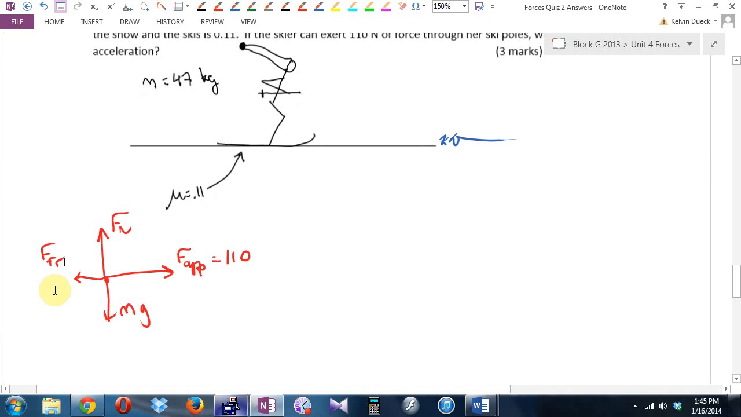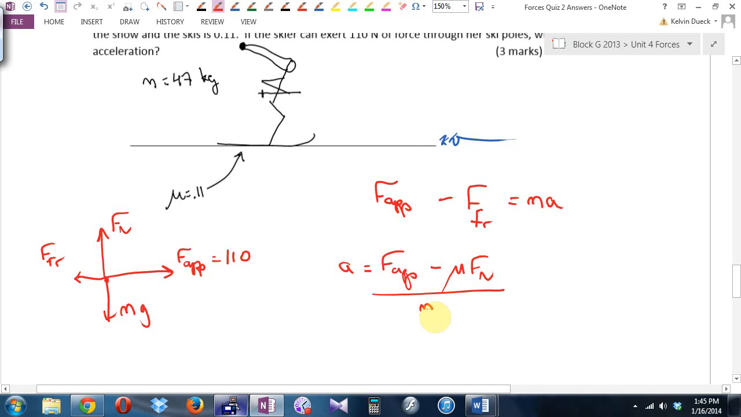Having said all that, who's winning? Who's losing? And that equals ma. And they want me to find the acceleration. I think the acceleration is going to be the applied force minus mu times the normal force, all divided by m. Do I know mu? 0.11. Do I know the normal force? I don't know the normal force.